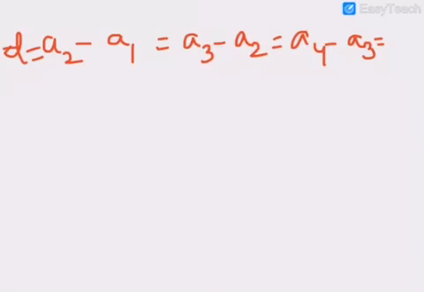In other words, you have to first do A2 minus A1, subtracting the first term from the second term, then A3 minus A2, the second term from the third term, then A4 minus A3. Like this we will subtract every given term from the next term, and we get some differences. This difference should come commonly everywhere, then only we can say that the series is an arithmetic progression.